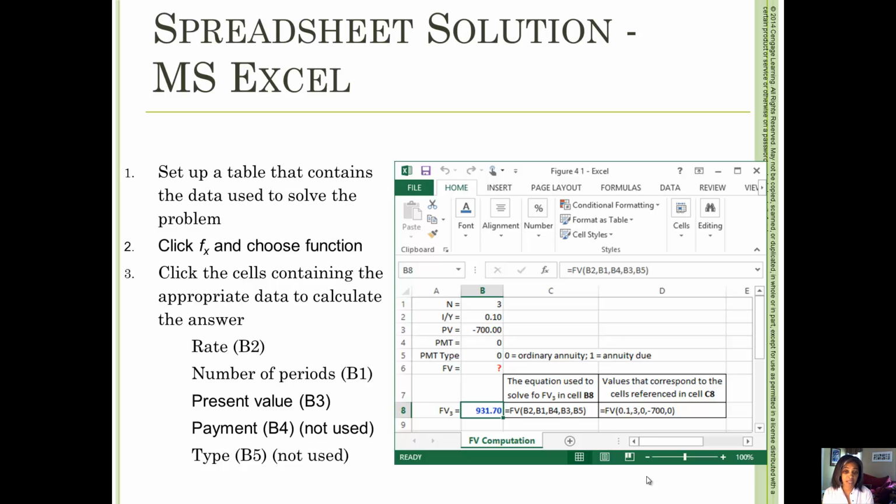So the equation that we're going to put in is future value is equal to the rate, which is B2, comma, number of periods, which was in B1, comma, the present value, which was in B3. They have it reversed. Excel will walk you through it and tell you what comes in what order. And then, I see, there was no payment, so we can skip over B4. And then the type, B5, which we didn't have to use either because the default is the ordinary annuity.